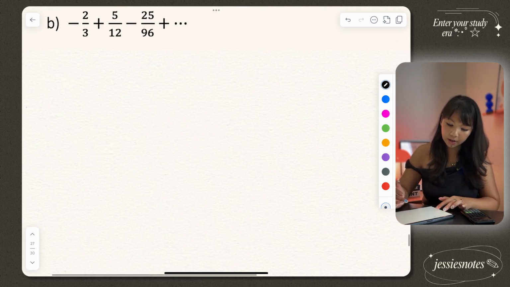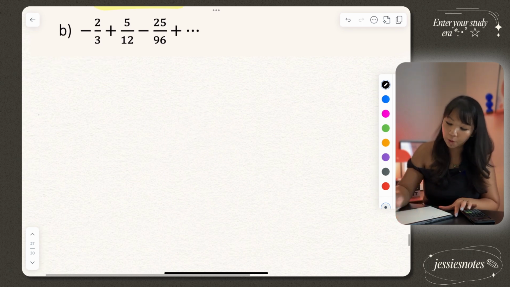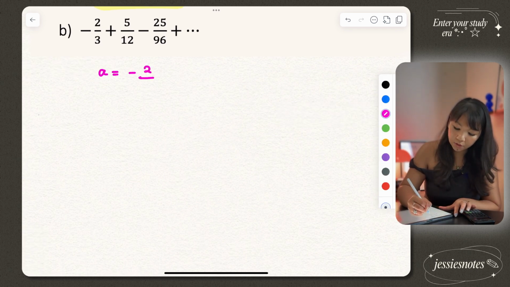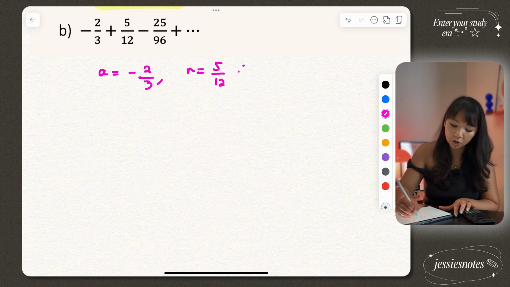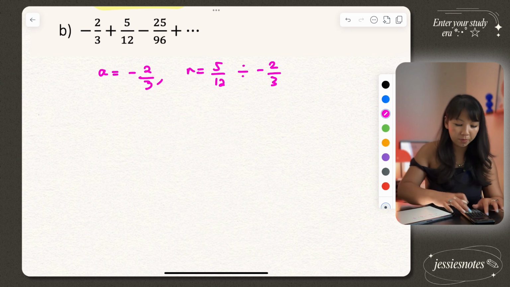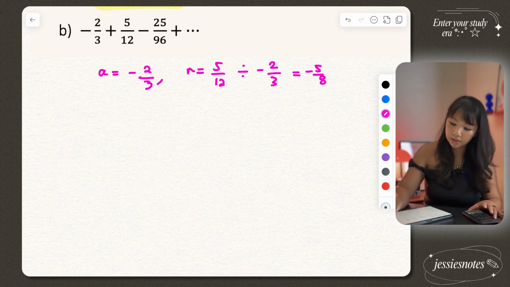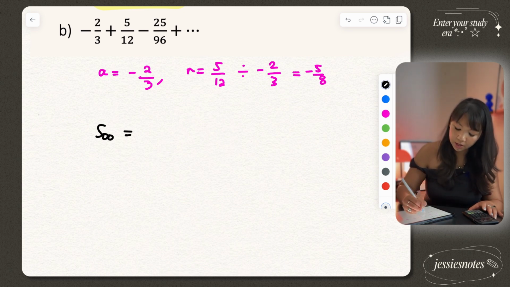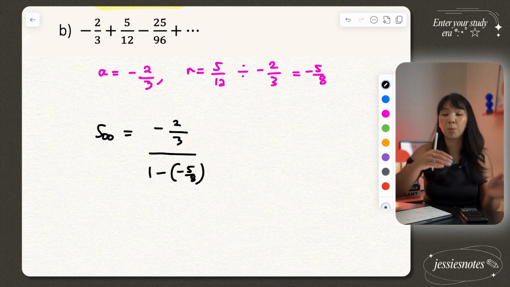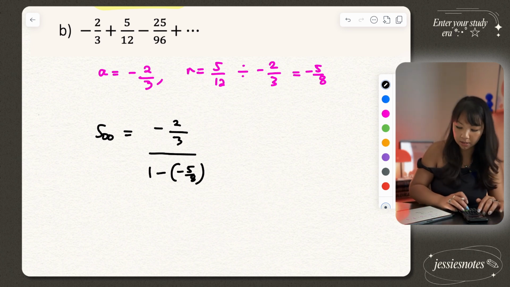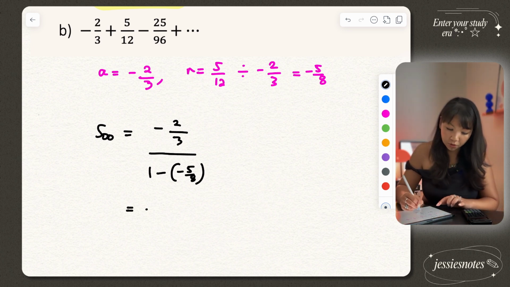Okay, next, if I want to find the limiting sum of this one here, we're going to get A is equal to negative 2 on 3. Now, what's the common ratio? If you can't tell, just divide the second term by the first term. Negative 5 on 8. So we're going to get S of infinity equals A over 1 minus R. Remember that there's already a negative in the formula, so it becomes 1 minus negative 5 on 8. So this gives you negative 16 on 39.